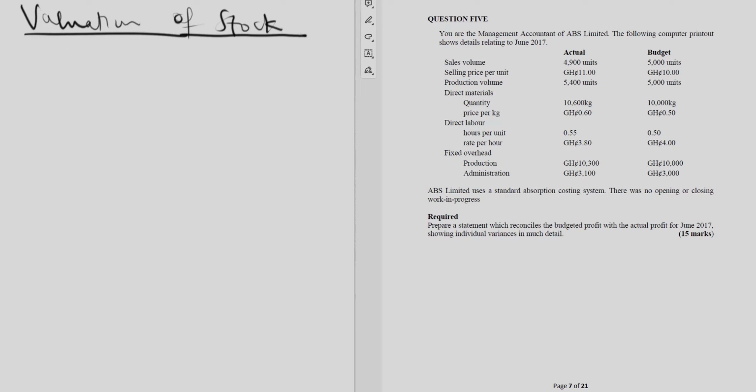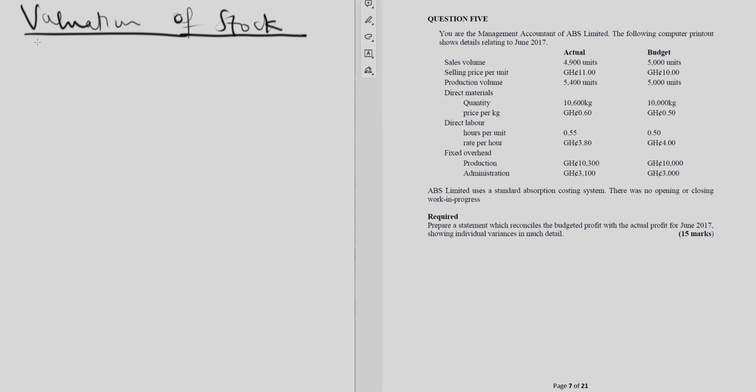You see, when you look at the budgeted information, we were selling 5,000 and we produce exactly 5,000. It means that you produce 5,000, you sold the same 5,000. So you have nothing left over as stock. Okay, so when you look at it, there's no opening and closing work in progress, you should be careful, because that is related to the budgeted information. But when you look at the actual information, we produced 5,400, but we only sold 4,900.